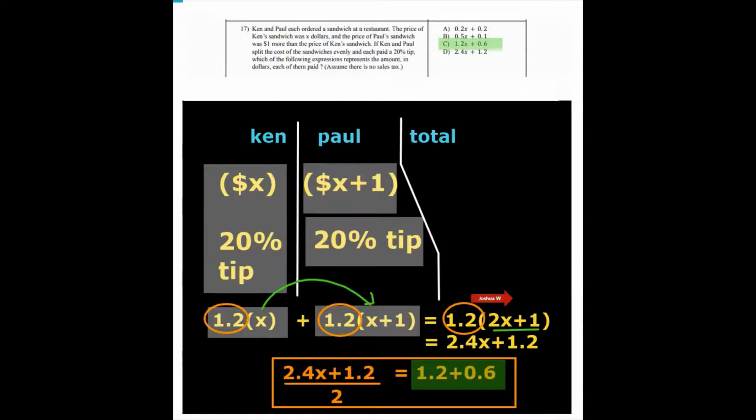Okay, if you distribute the 1.2 now, you'll get the same answer: 2.4X plus 1.2. So that's the total for both sandwiches with the 20% tip. But they're going to split it 50-50 for whatever reason. Ken is being generous on this day because he'll be paying a little more. Divide that by two and you get 2.4X divided by two is 1.2X, and $1.20 divided by two is 60 cents. So the correct answer is 1.2X plus 0.6, which is how much each of them will pay if they split the bill evenly. The correct answer was C.